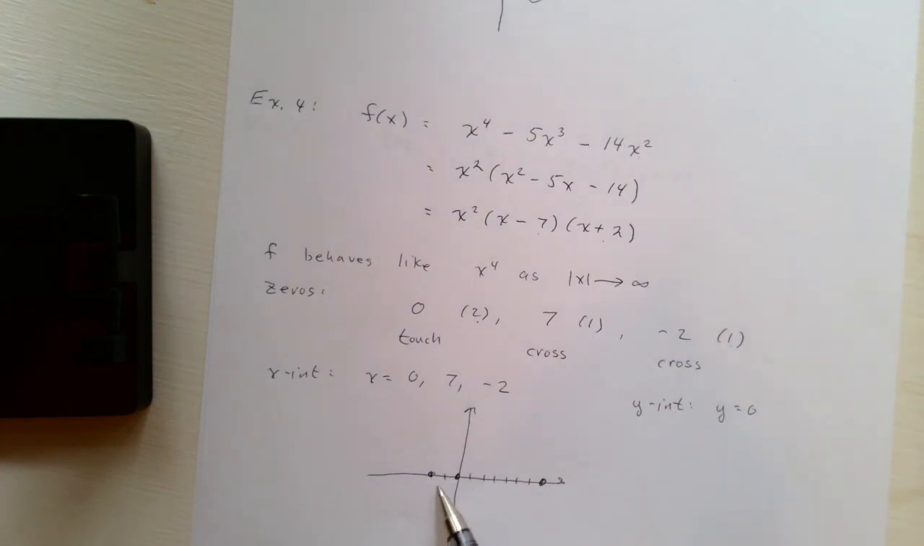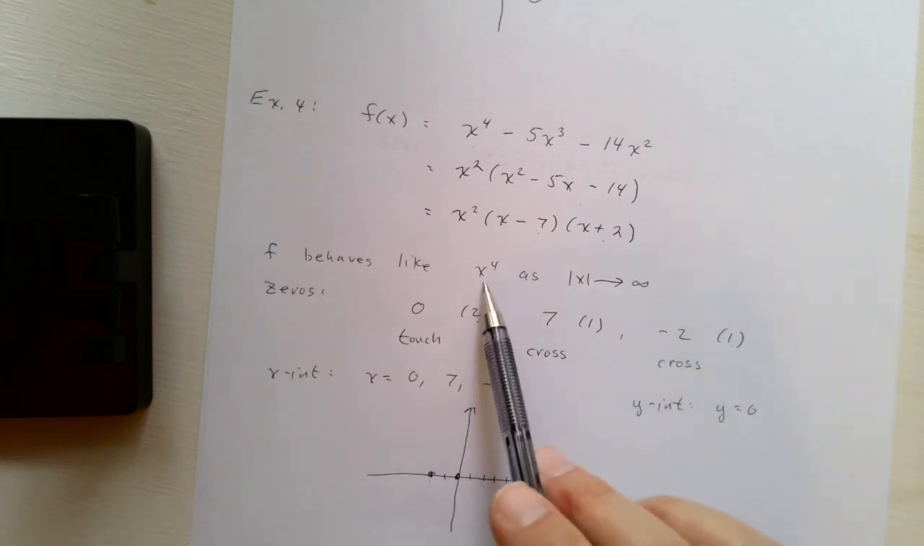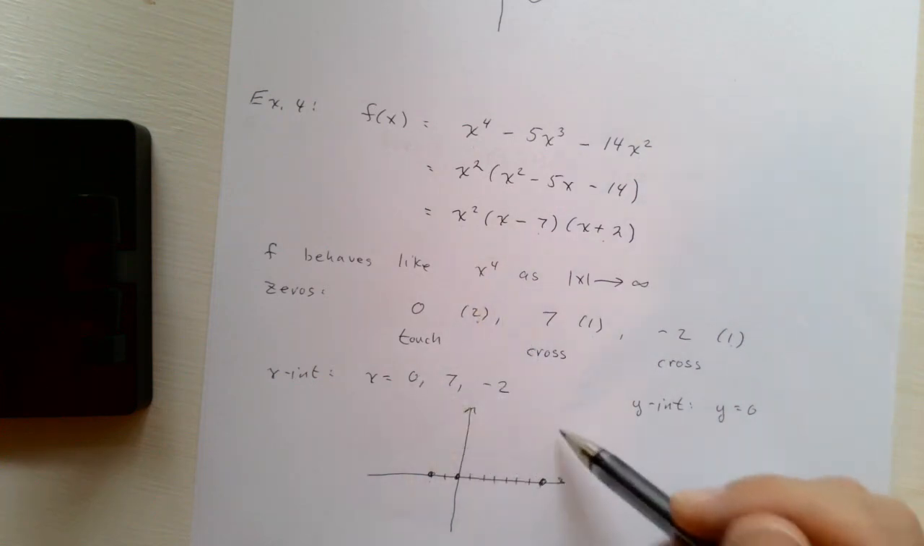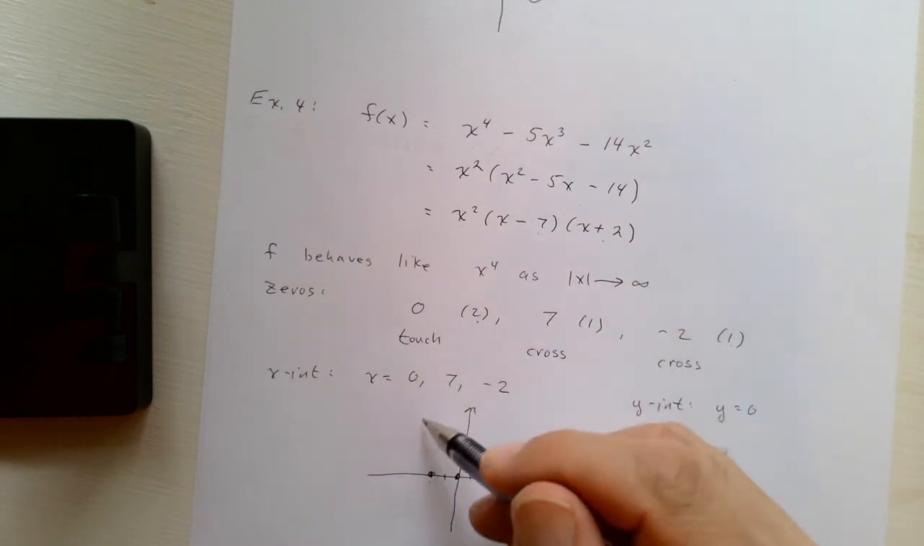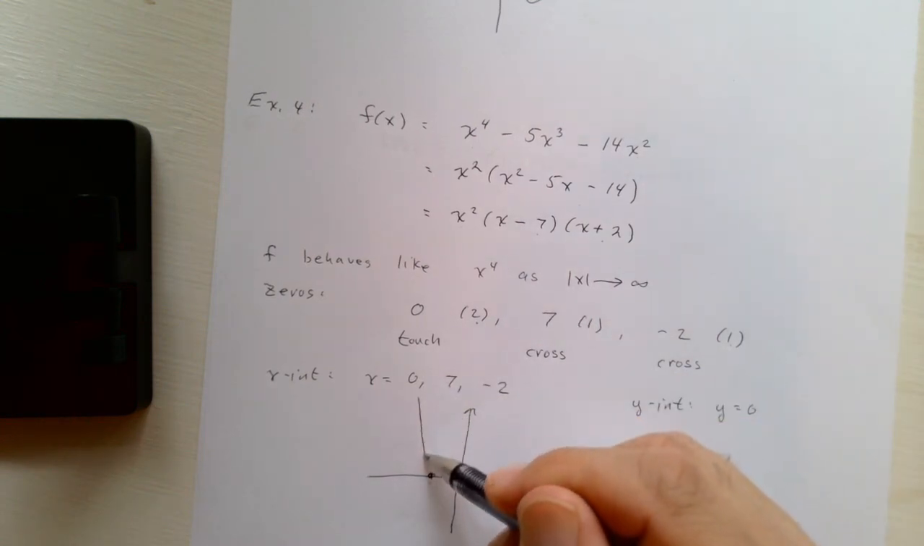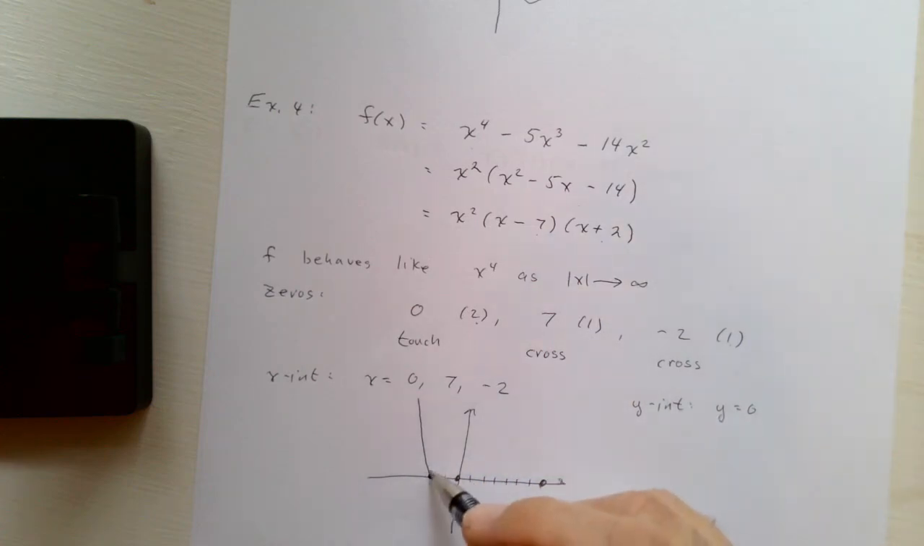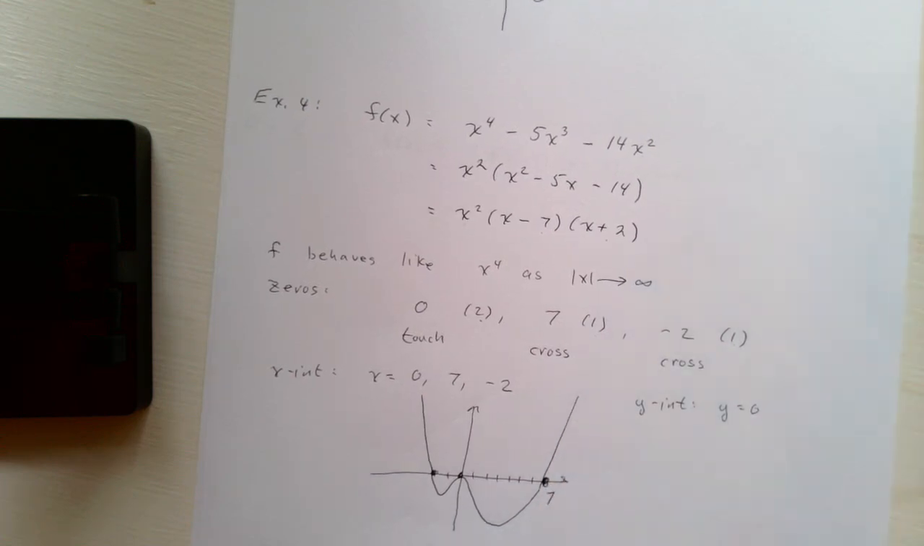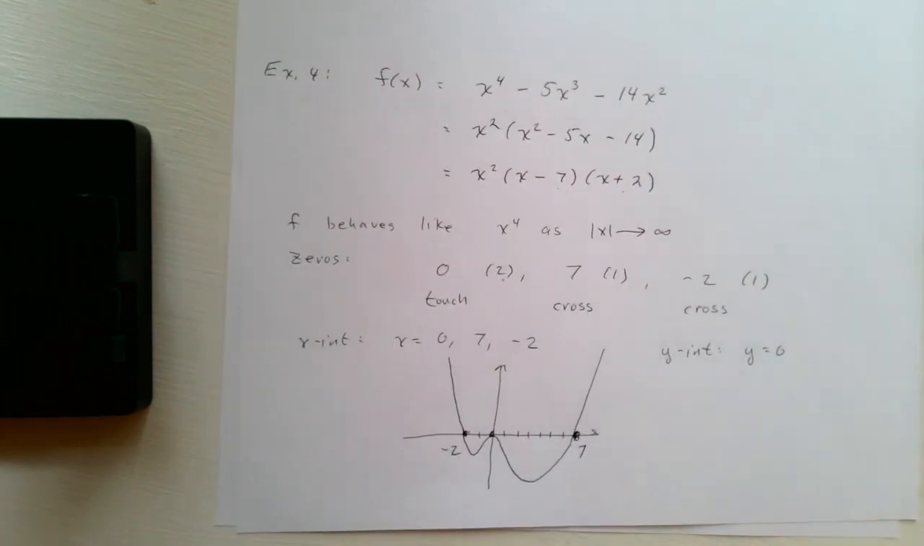And we are touching, we are crossing, touching, crossing. And because f is behaving like x to the 4th, we're starting again, shooting up on both sides. So we're going to come down here. We cross at negative 2, turn around, touch at 0, turn around, and cross again at 7. Okay?